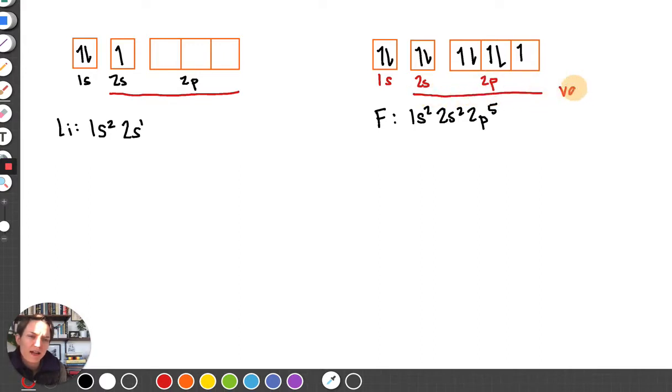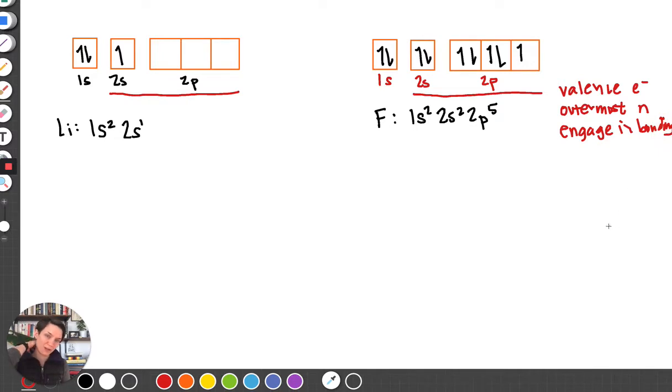These are our valence electrons, right? So those are the electrons that are in the outermost energy shell. So we can just think of that as the outermost level. And those are the ones that are going to engage in bonding. Okay, so we're developing a model. We're developing a greater understanding of what we've got going on here.